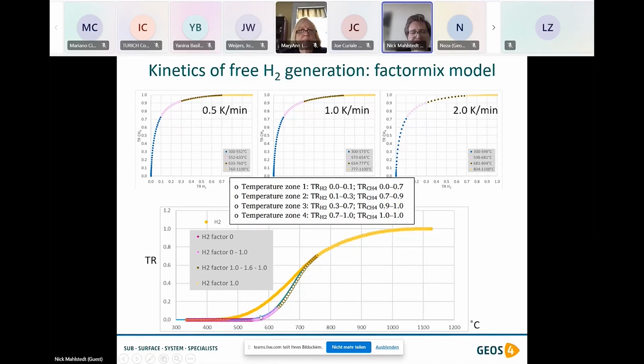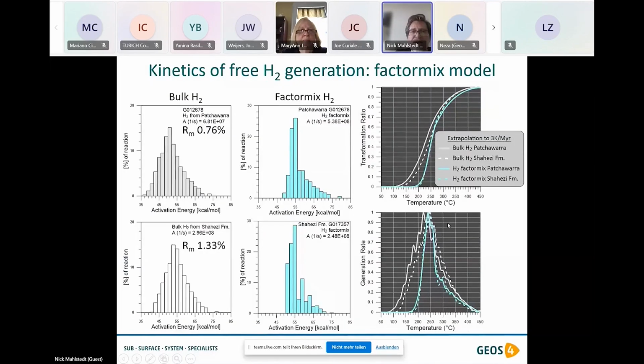So doing this for all three transformation ratio rate curves, we really get rid of a substantial proportion of the early formed hydrogen here in yellow, and get new curves, which are used as input parameters to calculate the hydrogen kinetic models, which we call factor mix models.